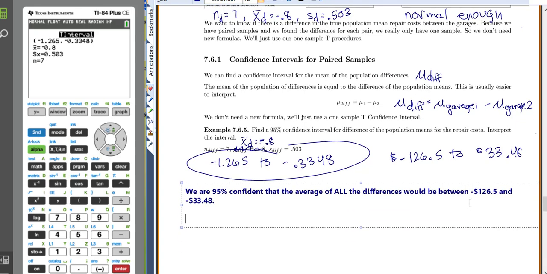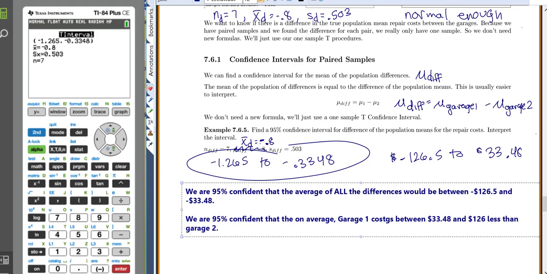Now let's make it more interesting for your boss by actually putting this in context. Because remember, we did the mean of our differences should be equal to the mean of garage 1 minus the mean of garage 2. If we got negative results, then that means garage 1 was smaller or less values. Okay, so we are 95% confident that on average, garage 1 cost between 33.48 and 126 less than garage 2. Now that's a very simple way to say it, something that most people would understand and be able to relate to.